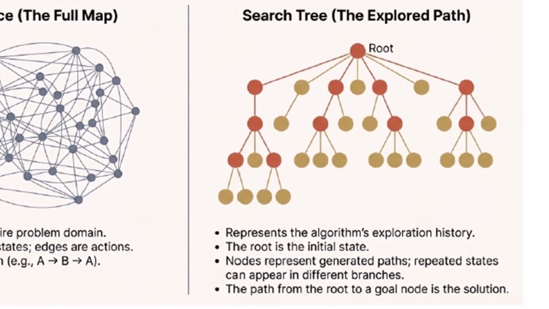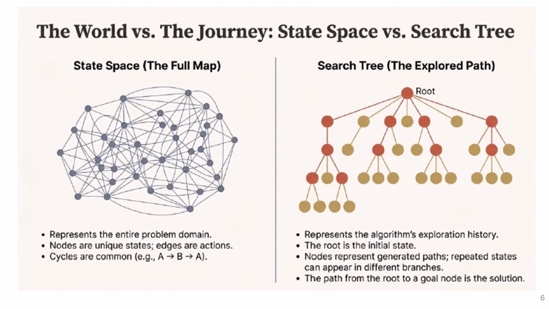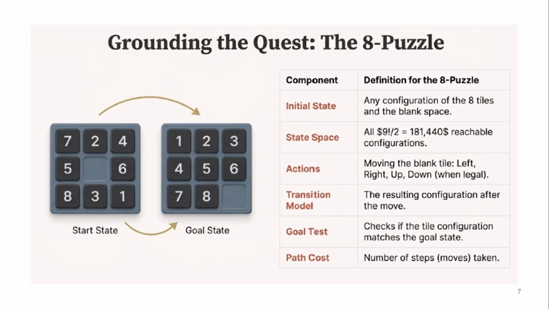Now for the search tree, look at the tree on the right, starting at the root. This is the explored path. It's generated by the search algorithm itself. Every node in the tree represents a path taken from the start. So a single state from the graph can appear in many places on the tree if the agent explores it multiple times or via different routes. Now, the key takeaway is that the state space is fixed. The search tree is dynamic, the algorithm's history of exploration. So now let's take a look at a practical problem formulation example.